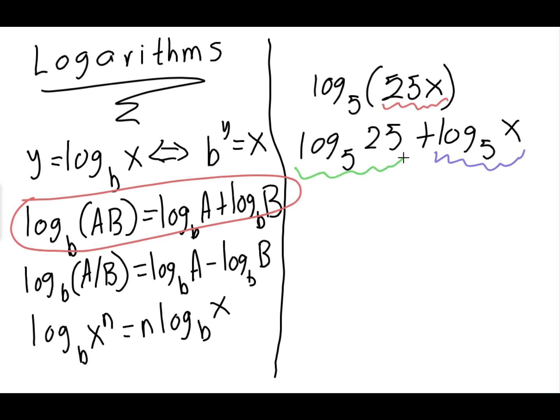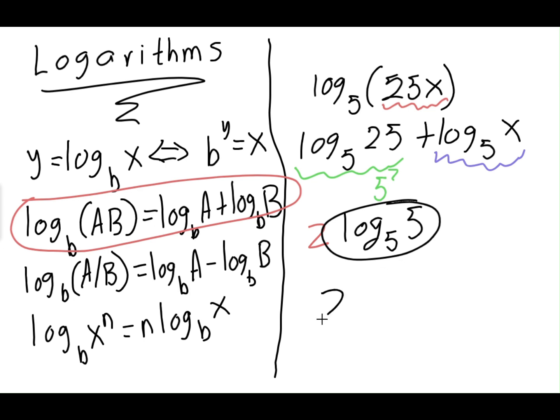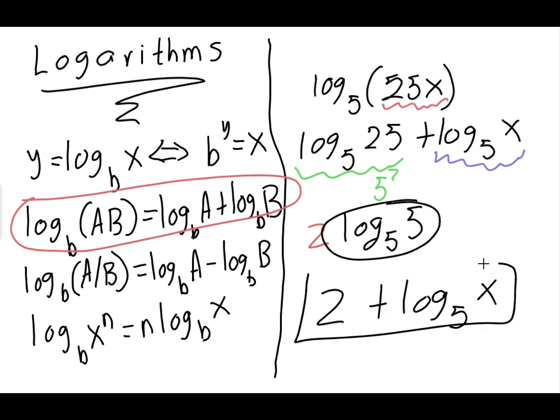But this one, well, 25 is 5 squared. So we have log base 5 of 5 squared. We can take the 2 out front times the log base 5 of the base, which is 5. Well, that's just 2, because this thing is 1. So this is 2 plus the log base 5 of x. So that's as simplified as this can get.